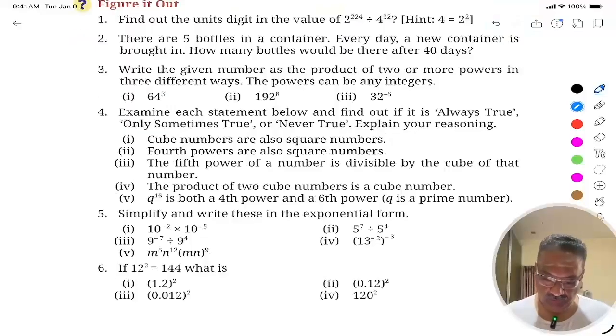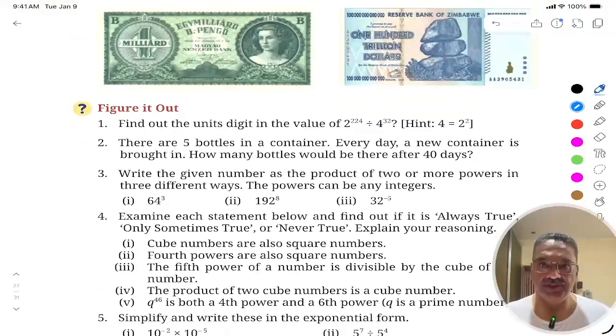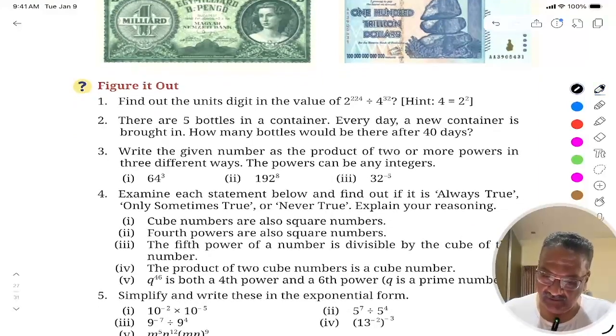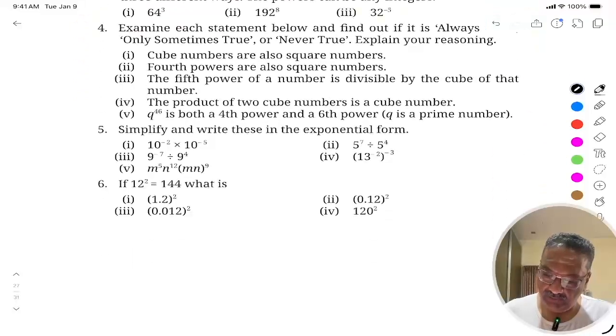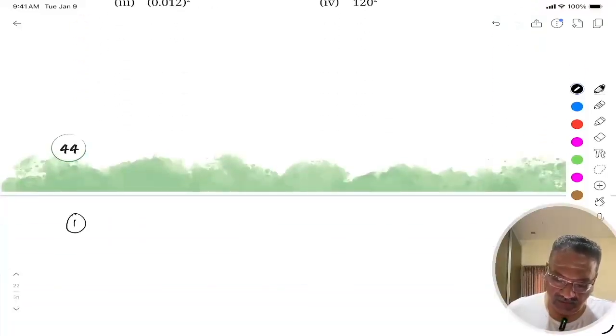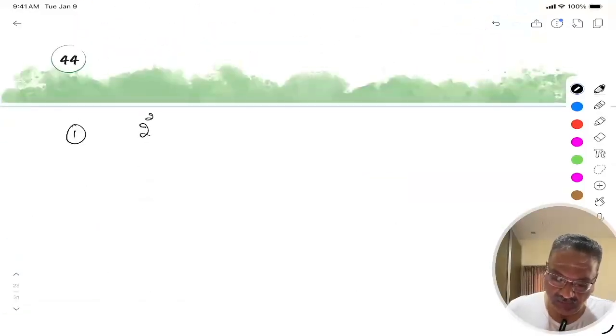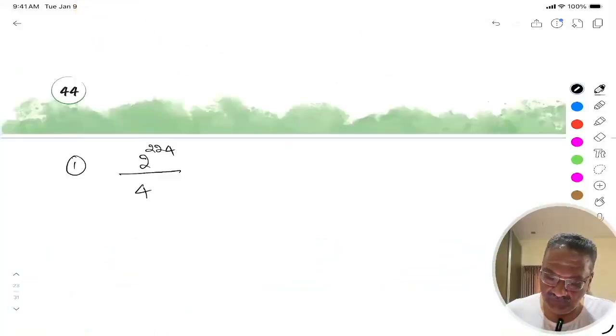Okay, let's come to page number 44 questions. This is the last exercise. First question, find out the unit digit in the value of 2 to the power of 224 divided by 4 to the power of 32.